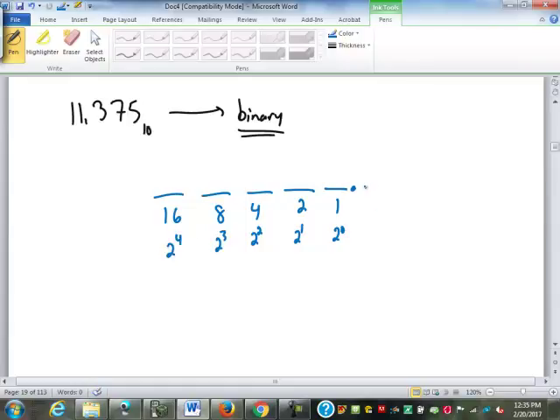Going to the right of the decimal point, every time we move one spot to the right, we divide by 2. Or the power goes down by 1. So 2 to the negative 1 is 1/2, or 0.5. 2 to the negative 2 is 0.25, or 1/4. 2 to the negative 3 would be 0.125, or 1/8, and so on.